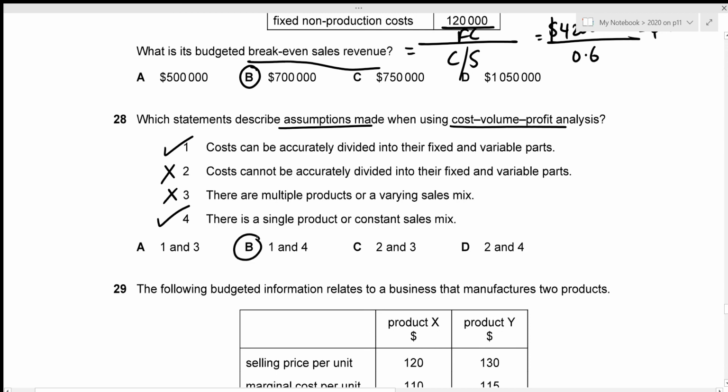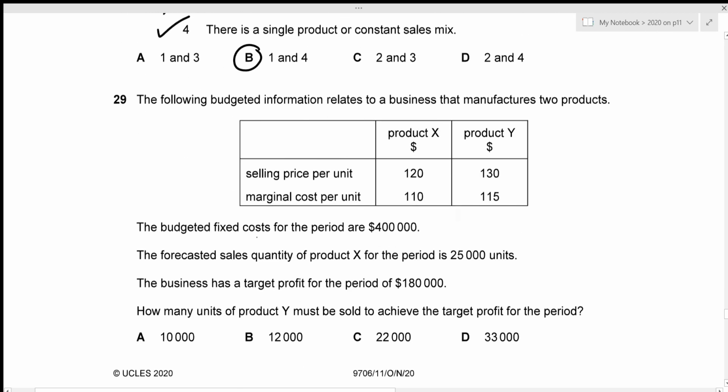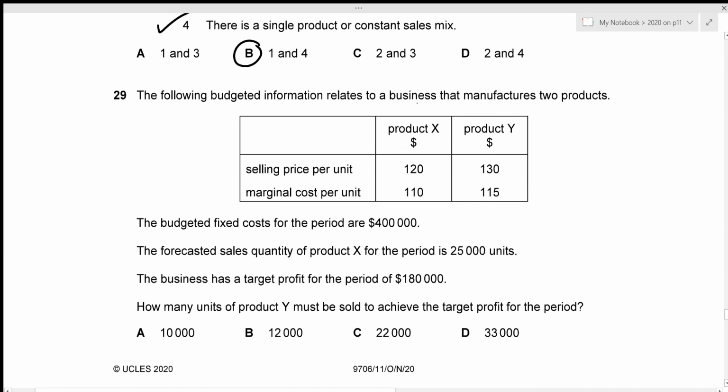Now we can move towards question number 29. The following budgeted information relates to a business that manufactures two products. So we have product X and product Y. Then the budgeted fixed costs for the period are 400,000. The forecasted sales quantity of product X for the period is 25,000. And the business has a target profit of 180,000.